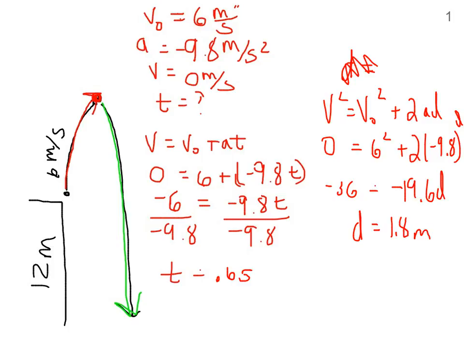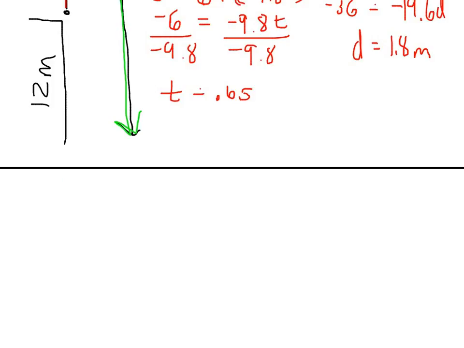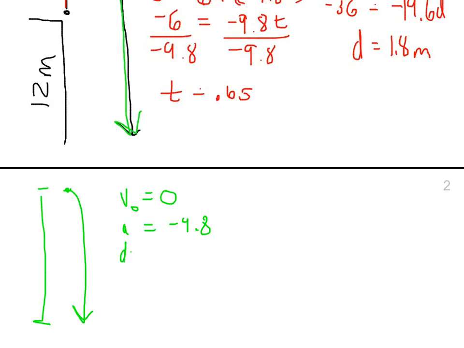Okay, so now I'm going to look at things on the way down. On the way down, I have, put this in green, I'm going from the top all the way to the bottom. I know that at the top my V initial is 0. I know that A is negative 9.8. I know that I fell the 12 meters that the building exists, plus the additional 1.8 meters that I was at the top. So the whole distance from the top all the way down to the floor is 13.8 meters. I made it negative because it's on the way down. And I'm going to look for two things.